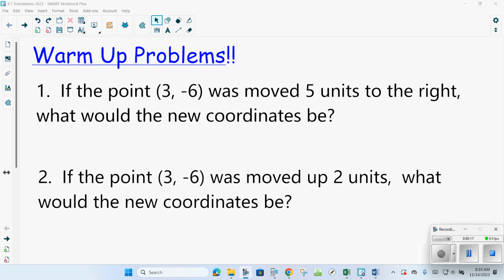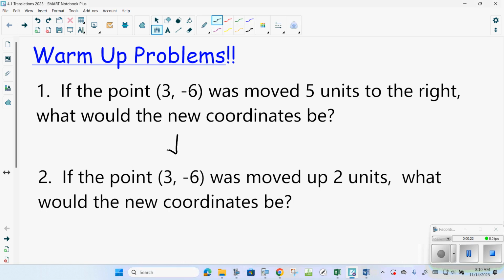If a point (3, -6) was moved 5 units to the right. So think about this. If I have a point, here's +3, -6, and I move it to the right by 5 units, what would that point then be? Well, if I move it 5 to the right, it would be the point (8, -6). The next one, you have the same point, but now we're going to move it up 2. So I'm just using the same little picture here. I'm going up 2. That would be the point (3, -4). And so that is truly a transformation, moving things around.